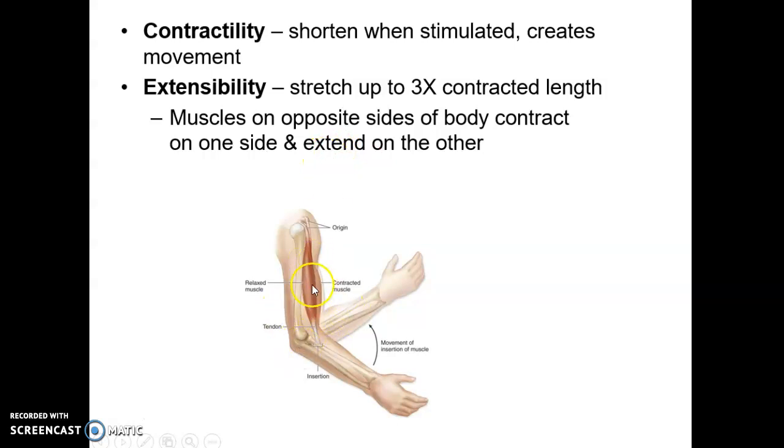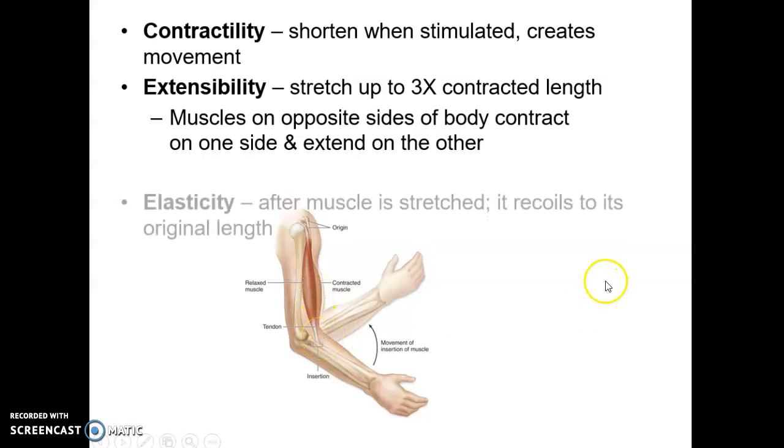So in the example here of flexing at the elbow, your anterior muscles at the arm, like your biceps brachii or brachialis, will contract, causing flexion at the elbow, and the muscles on the opposite side, triceps brachii, get pulled or extended. If we're going to extend the elbow, now the triceps brachii contracts and shortens, and the biceps brachii will get extended and pulled in length somewhat.